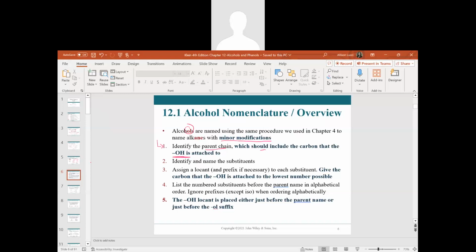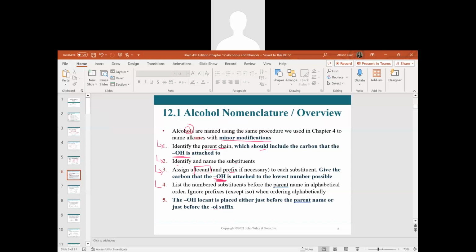Let's see here. We want the locant to be assigned, just like substituents, right? Oh, I'm sorry, I skipped over step 2. I was getting excited to name our hydroxyl group, but of course you should identify and name all substituents first, and then we will assign the locants, with a prefix if there are diols, if there's more than one, to each substituent. And for the hydroxyl group, we want that overall to have the lowest number possible, because we're identifying our parent as an alcohol, so the hydroxyl group is our priority to get the lowest number possible.